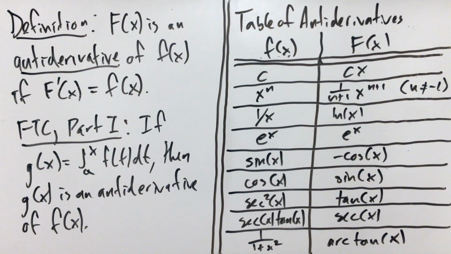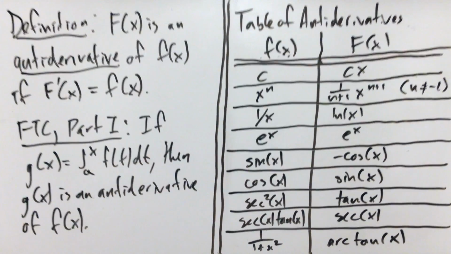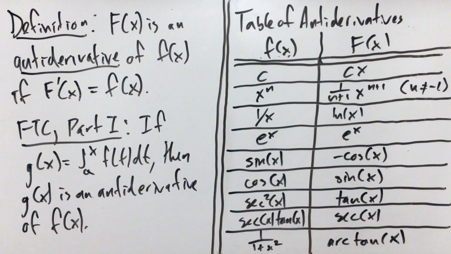So we can rephrase the fundamental theorem of calculus part 1 in terms of this vocabulary. We could say that if g of x is a cumulative area function of f of x, then g of x is an antiderivative of f of x. Its derivative is equal to little f of x. Great. So this means that we can already evaluate a whole lot of these integrals because we already have a table of derivatives, and if we swap sides, we get a table of antiderivatives.